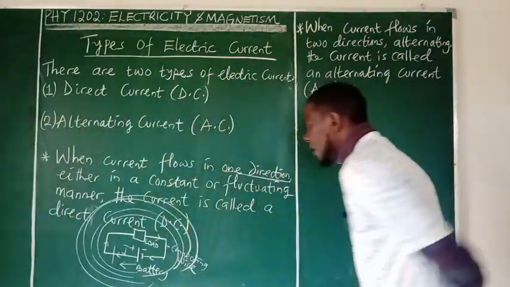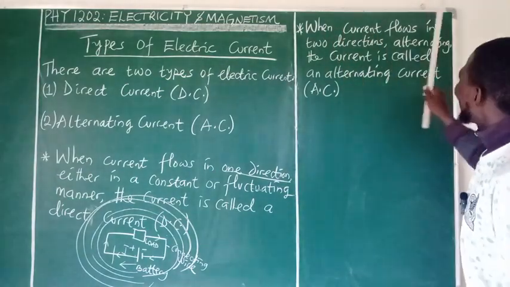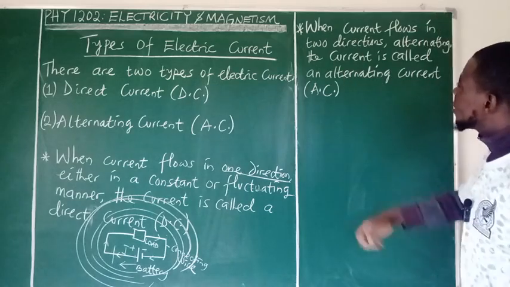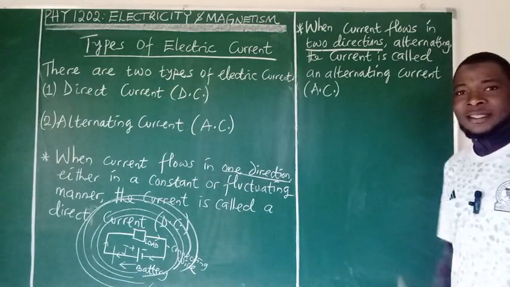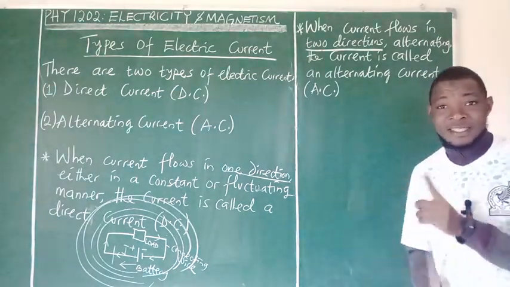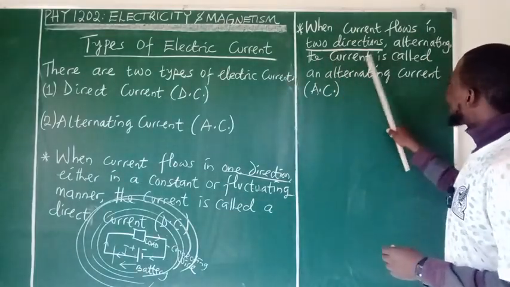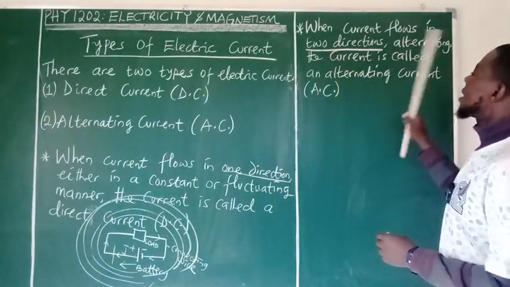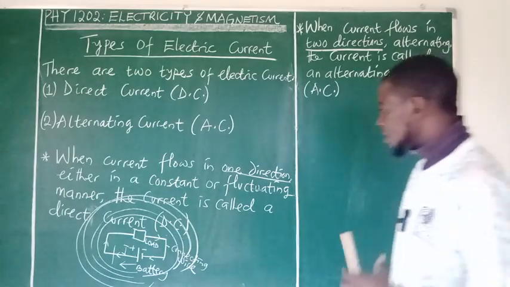Now, on the other hand, look at what we have here. When current flows in two directions, alternating, they are changing, the current is called an alternating current. Okay, we need a diagram to explain that.